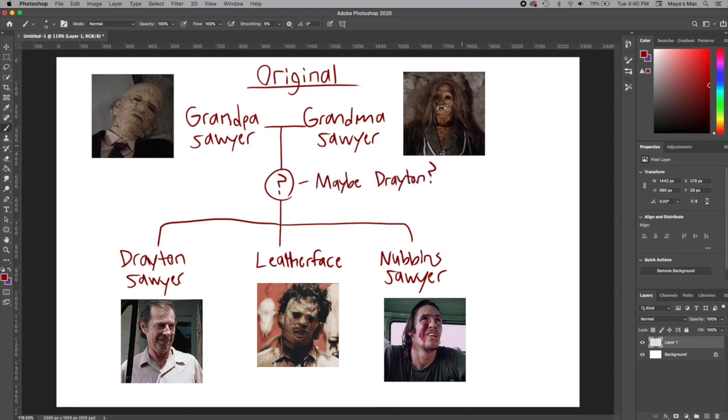But yeah, the three that we've got, Drayton, Leatherface, and Nubbins. And Leatherface is just called Leatherface in this movie. He isn't given a name. He is given a name later, but in this movie, he's just called Leatherface.